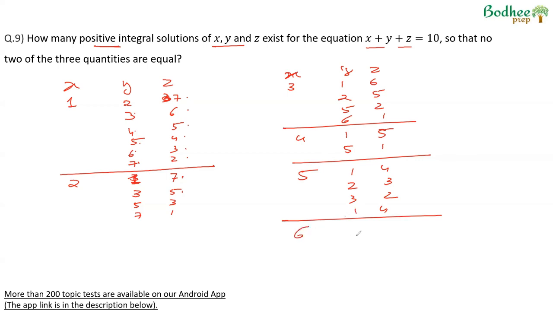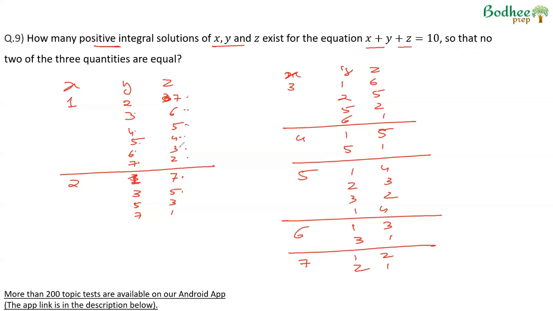If x is 6, y plus z is 4, and we'll have (1, 3), (2, 2), (3, 1). If x is 7, we'll have (1, 2), (2, 1). If x is 8, the only possible is (1, 1), and 9 and 10 are not possible.